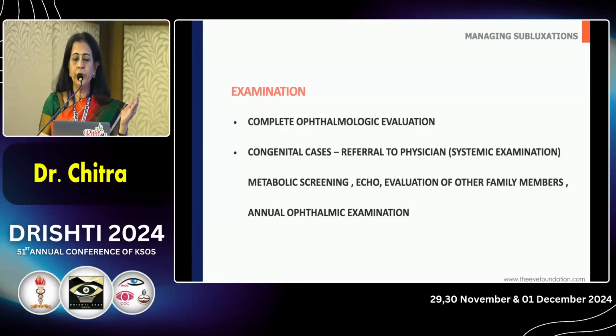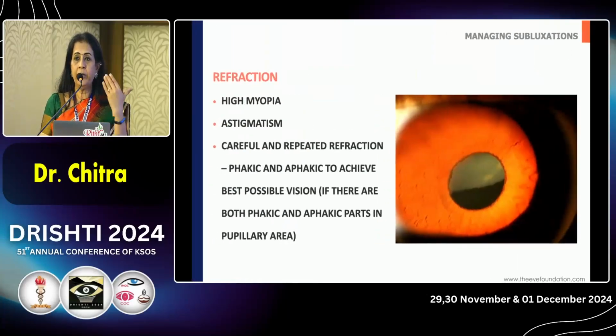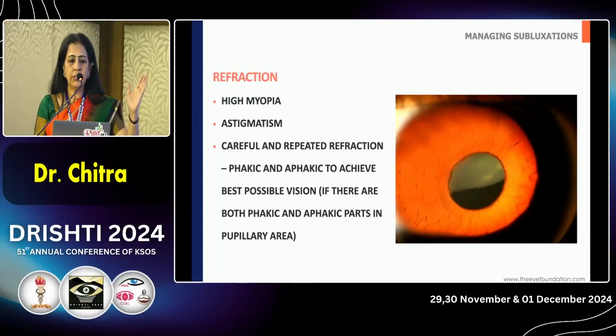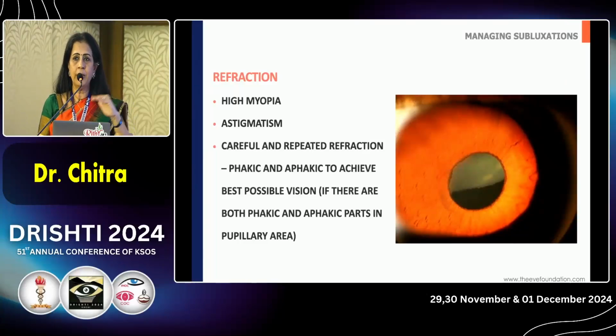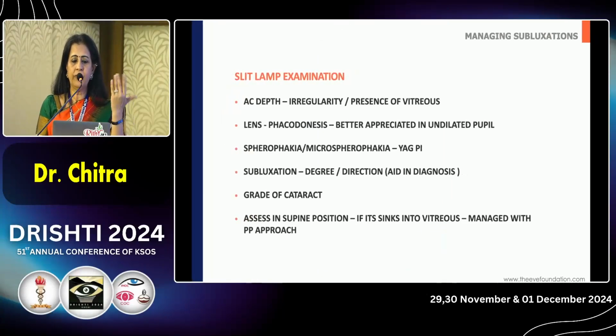signs of trauma. So we need to do a complete ophthalmic examination, and in a small child, we need to do a cardiac evaluation, metabolic screening, and a regular annual ophthalmic examination. And when you do refraction, you need to check which part, the myopic part or the aphakic part, the patient is able to see better with, and give them glasses.